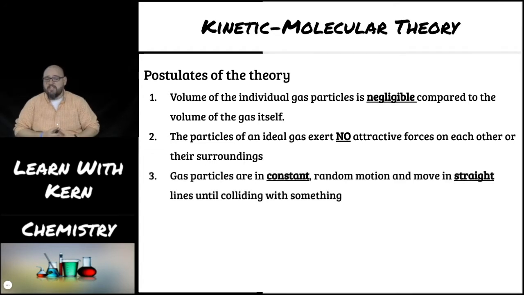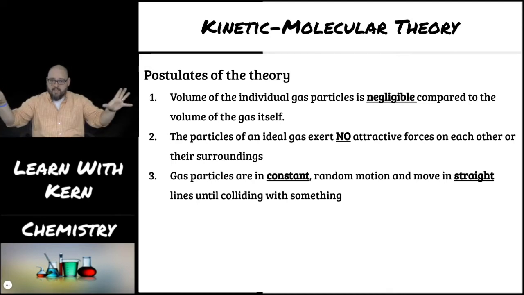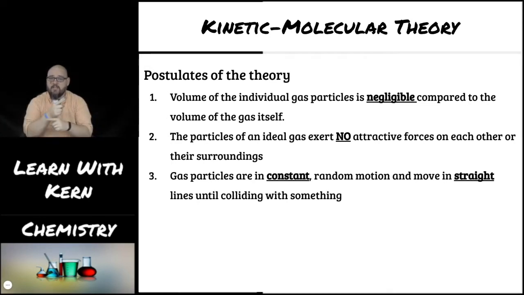The third postulate is that gases are in constant random motion. When you say random, that doesn't mean they sit here and go all over the place, because they travel in straight lines until they collide with something. Random means that there's not really any pattern to it. They go in a straight line until they hit something, and then they bounce off and go in a different direction in a straight line. So they move in straight lines until they collide with something.